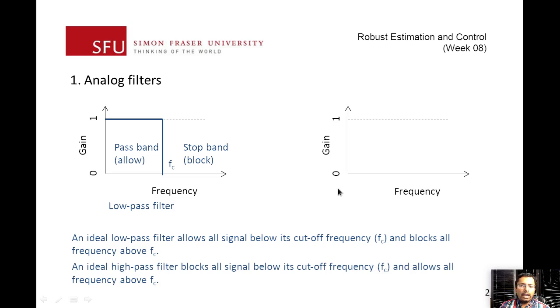So the next is the ideal high pass filter. The way that it works is kind of the opposite of this. If I create a plot, it's going to look like this. What it does is it blocks all of the frequencies below the cutoff frequency, and then it allows all of the frequencies larger than the cutoff frequency.